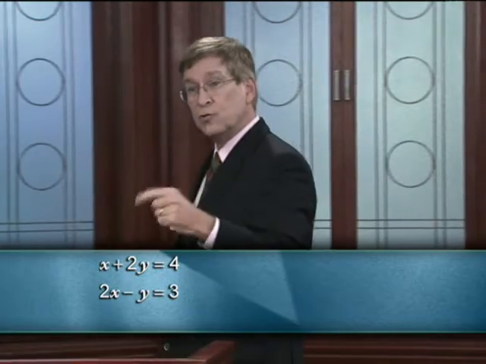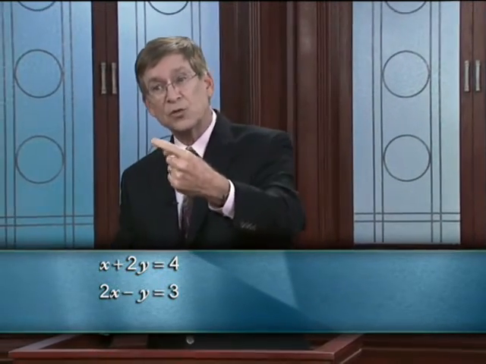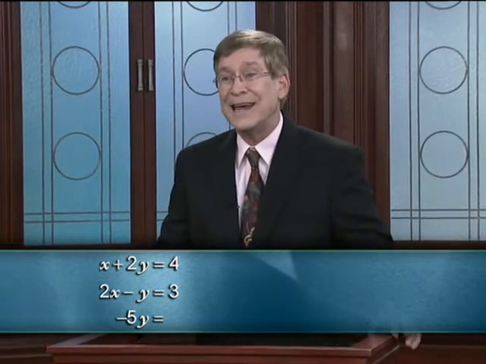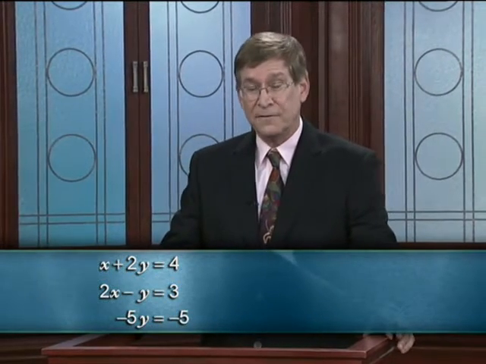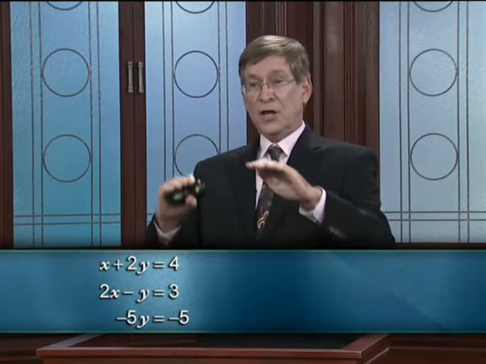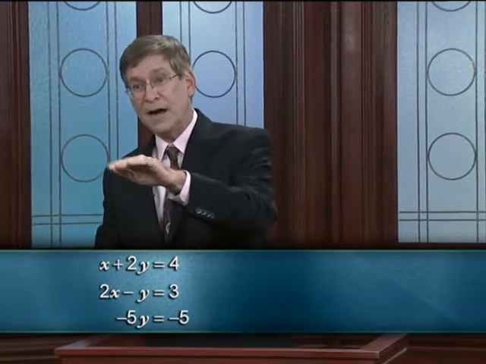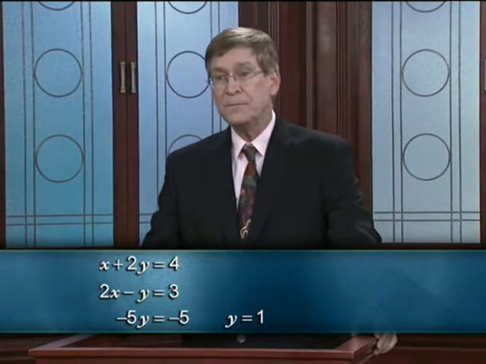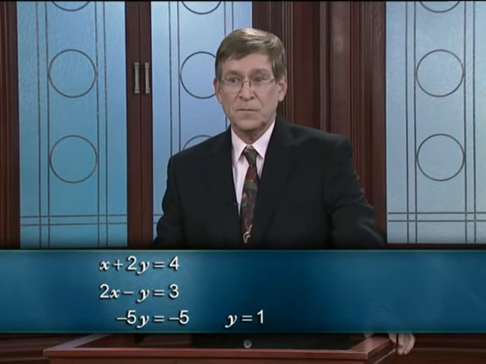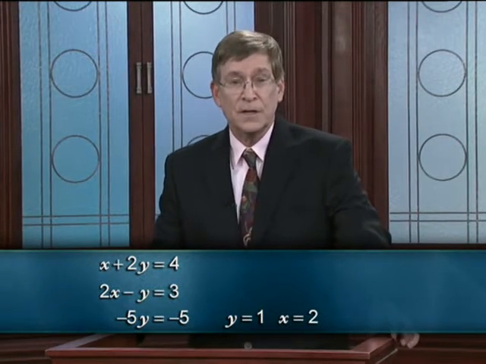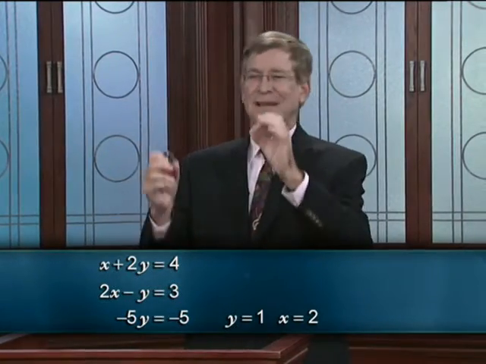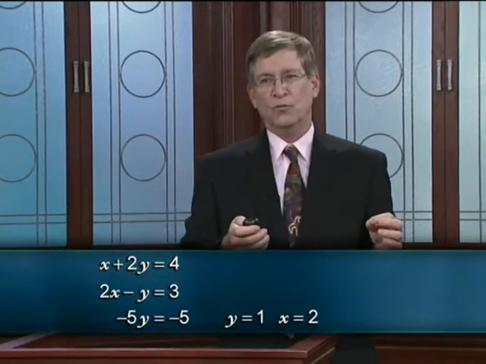Minus 2 times 2y is minus 4y, minus y is minus 5y, and minus 2 times 4 is minus 8 plus 3 is minus 5. So I have a new second equation, and now I can divide by minus 5 and get y equals 1. Knowing what y is, you can plug that into either equation, and you'll discover that x is 2. So the solution to this system is pretty nice. There's one solution, x equals 2, y equals 1.